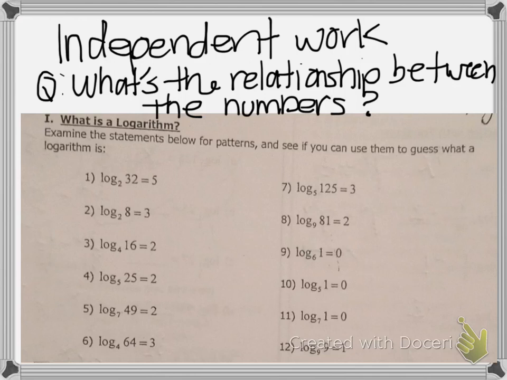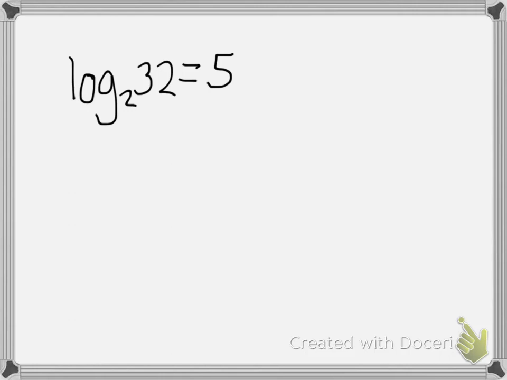But the question is, what's the relationship between these numbers? If you take a look at the first one here, there's a relationship between these three numbers, because we're trying to figure out exactly what a log is. If you take a look at the three numbers on the log and try to find a relationship, I can rewrite this with an exponential function. So this can look like 2 to the 5th equals 32, right?